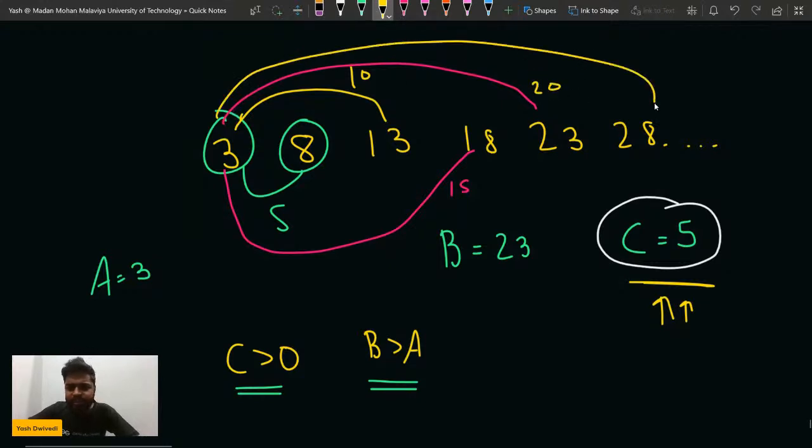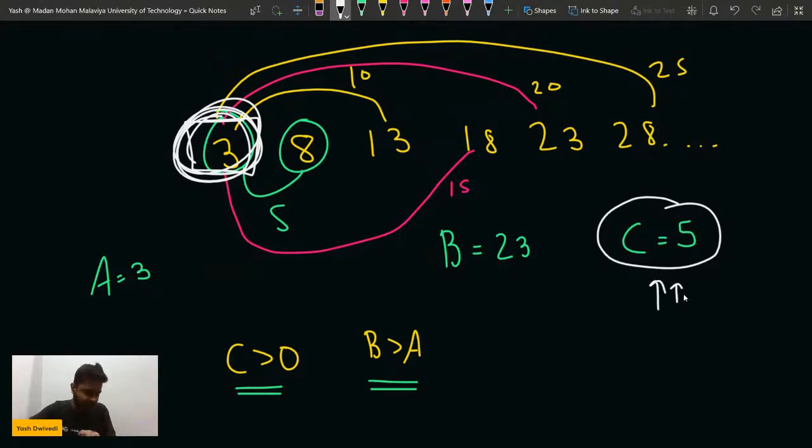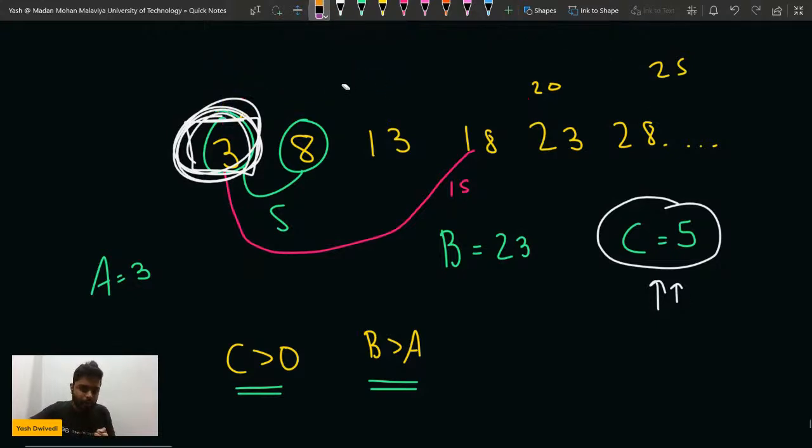What is the difference between 3 and 28? The difference is 25. Can I say that all the differences are multiples of 5? Please write yes in the chat. All the differences between the starting number, which is 3, and the other terms are multiples. The starting number of the series has a difference which is a multiple of c, which is a multiple of 5. Agree with me, everyone? All of you agree with me?